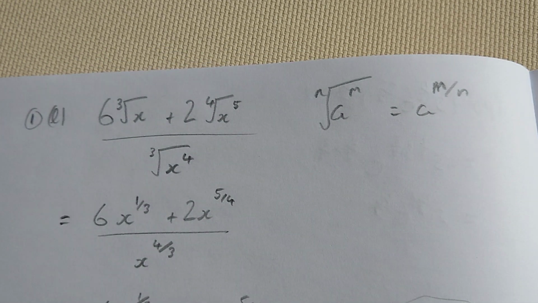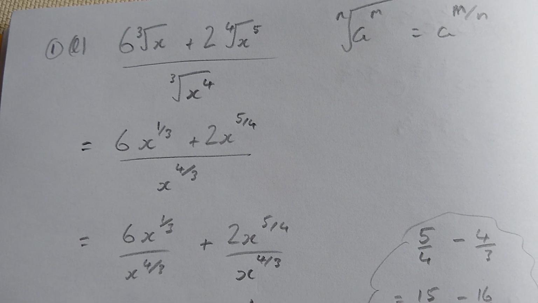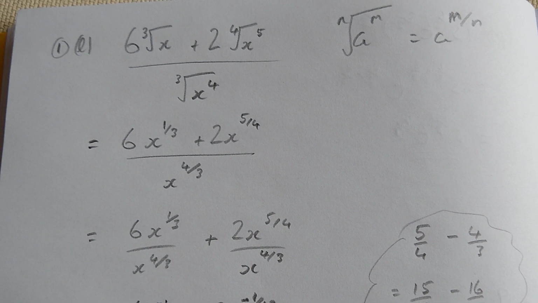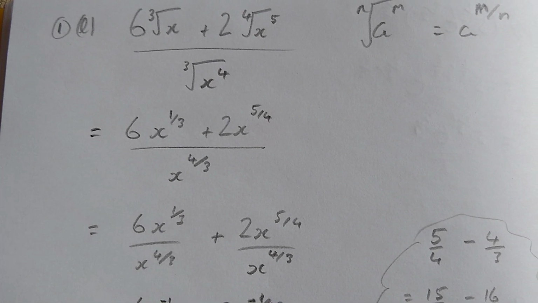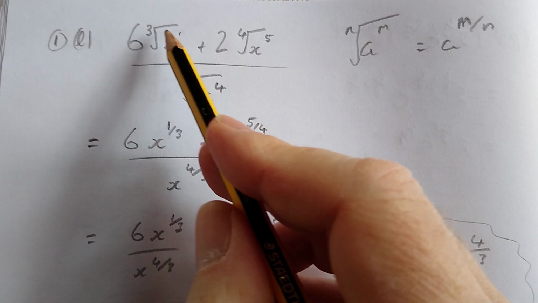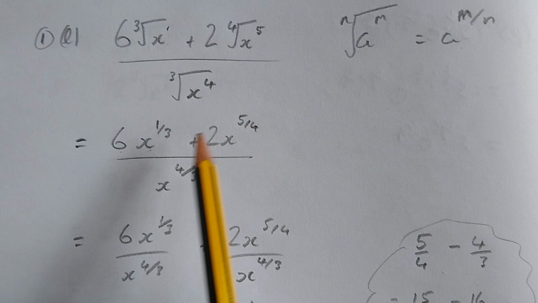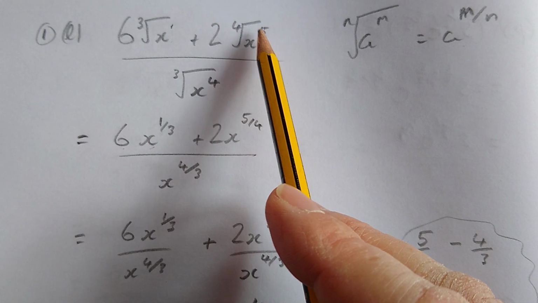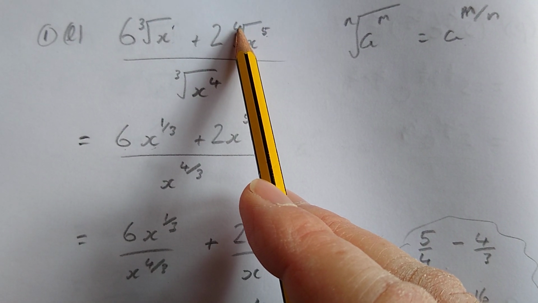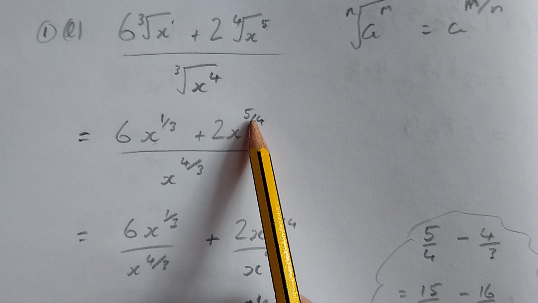And after, use that rule to rewrite the question into fractional indices form. So here I've got x, or x to the power 1, cube rooted. So using this, that'll be 6x to the 3rd. I've got x to the 5, and then taking the 4th root of that. So top number's the power, bottom number's the root. So it'll be 2x to the 5 quarters.